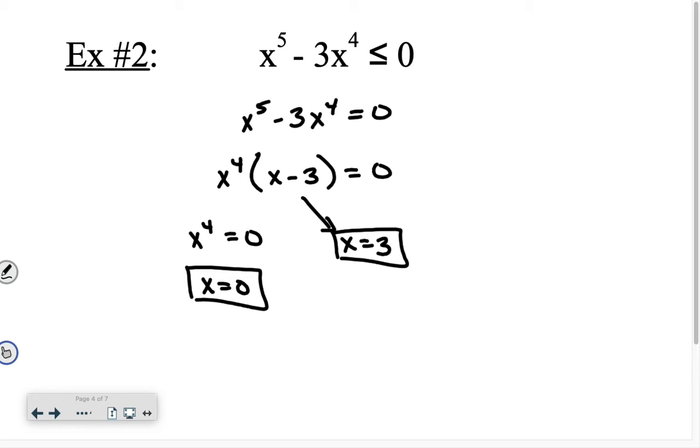There's your 2 critical points right there. There's where this inequality would equal 0. And once again, we're going to include those in our final answer because it's less than or equal to. All right, let's put the number line out here.